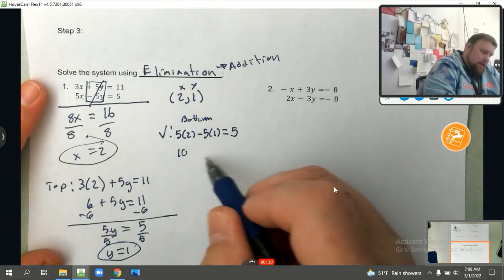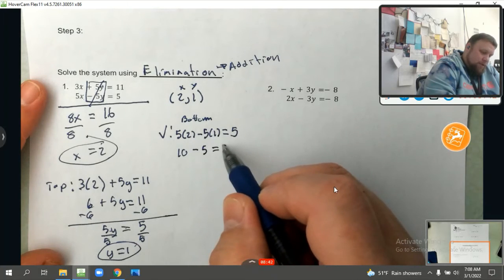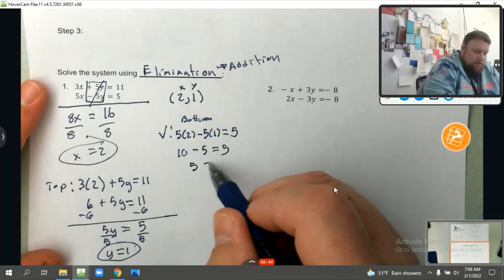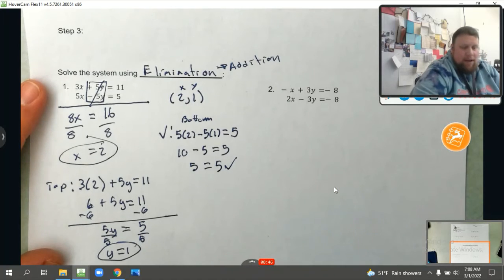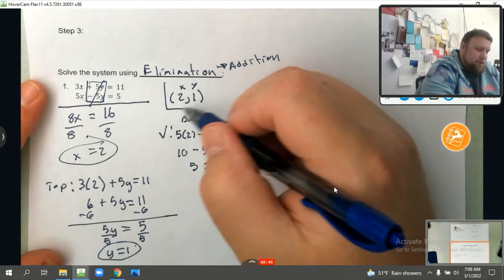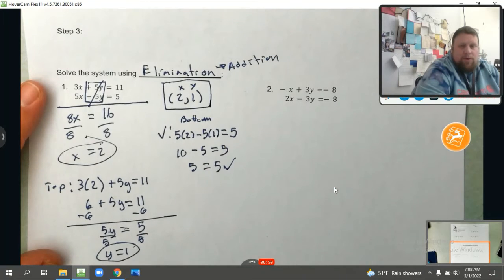So we have 10 minus 5 equals 5. What's 10 minus 5? It's 5. Does 5 equal 5? Yes. Therefore, this is a good solution. This is where those lines cross.